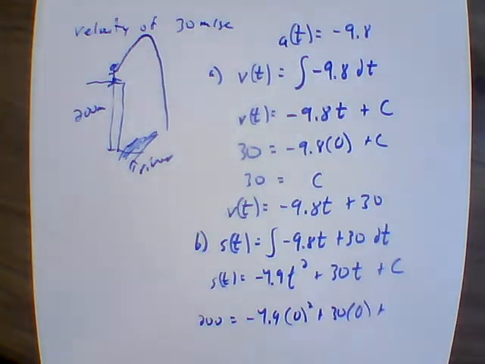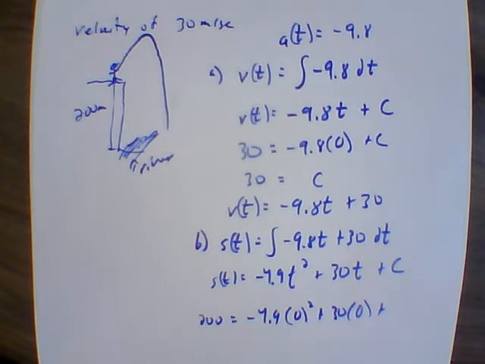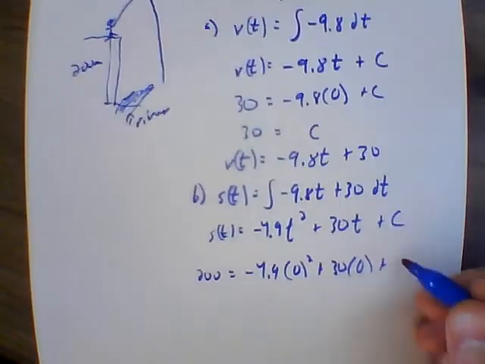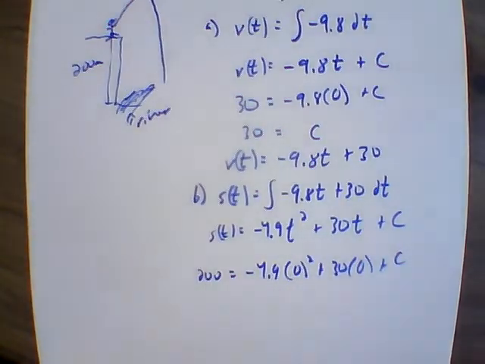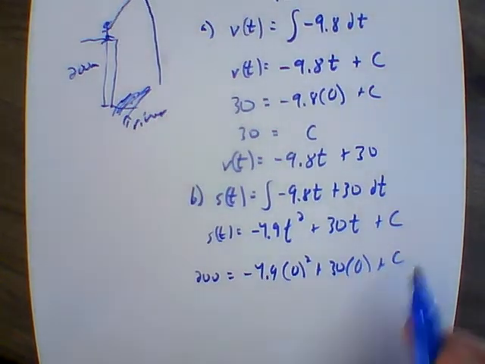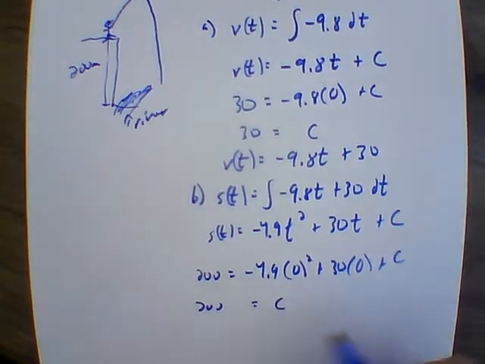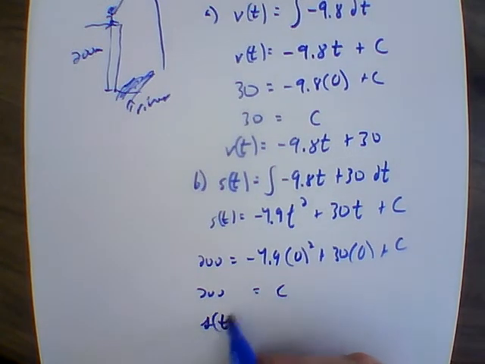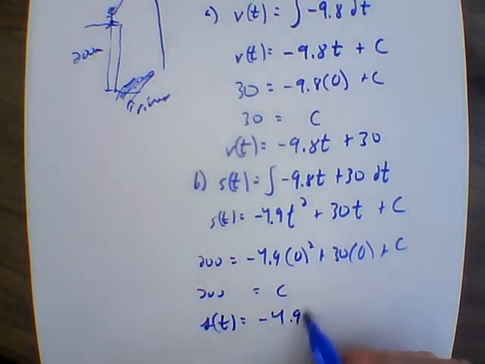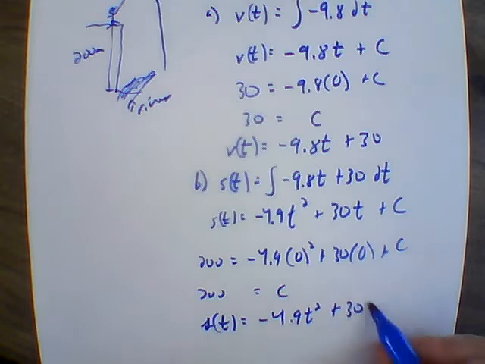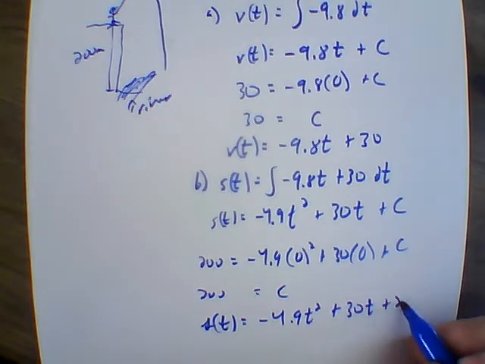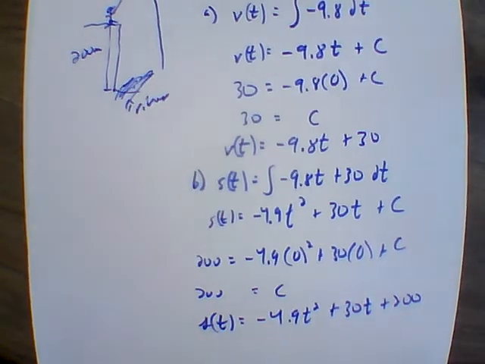Okay, sometimes we might know some other point in time where, 1 second into flight, it was at so many feet. That's where we would have to be plugging in those values here, that seconds, and then what the actual height would be here. So once again, 0 plus 0, so we get c equals 200. So we see that s of t equals negative 4.9 t squared plus 300t plus 200.